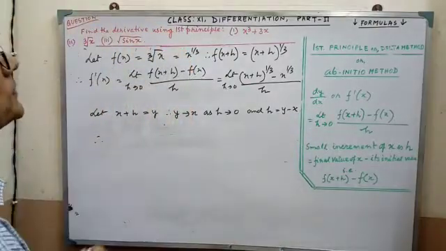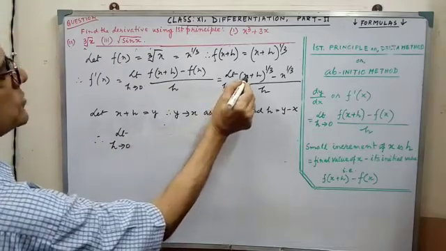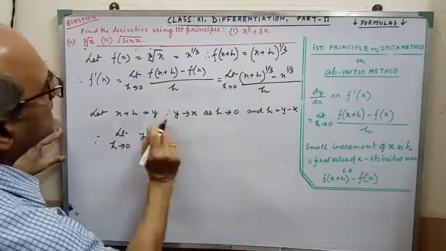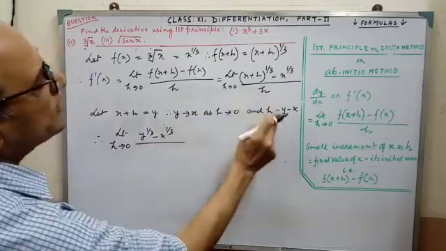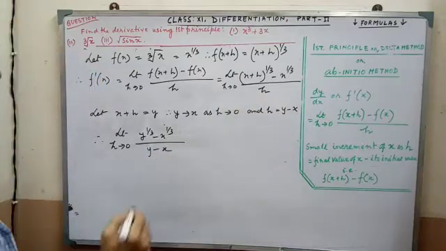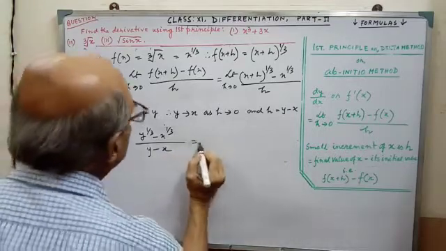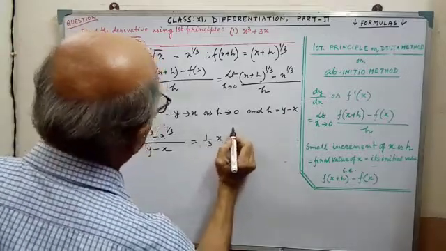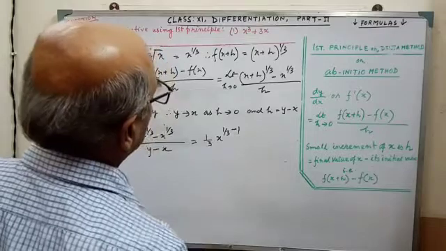Therefore, limit h tends to 0. So in place of this, we may write y to the power 1 by 3 minus x to the power 1 by 3, divided by, in place of h, y minus x. Now we are getting the frame of the formula. If you notice, easily you will understand. See, 1 by 3 x to the power 1 by 3 minus 1. What's the formula?